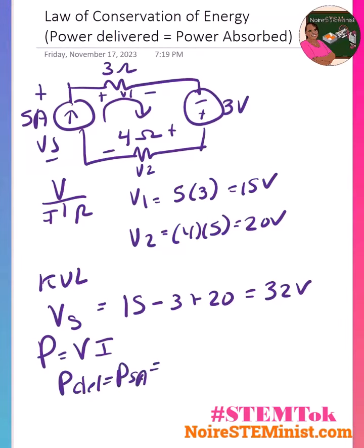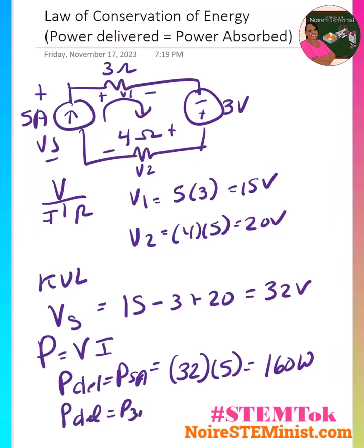The power delivered by the 5 amp current source is going to be 32 times 5, which is 160 watts. So the power delivered for the 3 volt source is going to be 3 times 5, which is 15 watts.